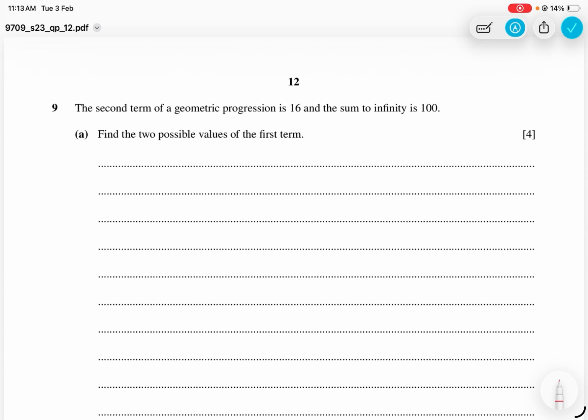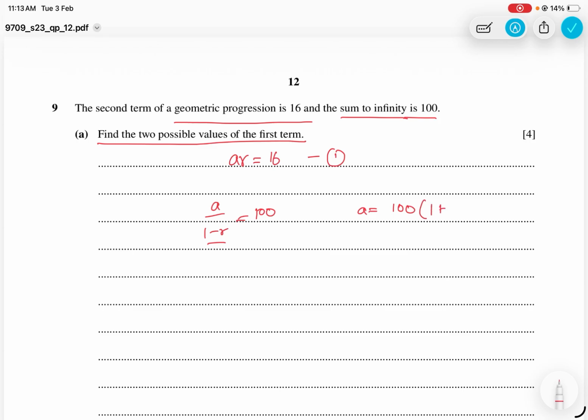Second term of a geometric progression is 16. The sum to infinity is 100. Find the two possible values of the first term. So we have second term, that is AR equals 16. This is the first equation which we have. Sum to infinity, that is A upon 1 minus R equals 100. So we know from here that A equals 100 times (1 minus R).